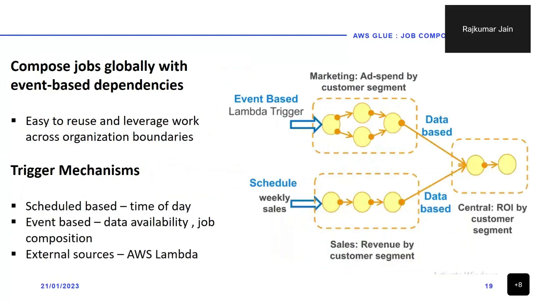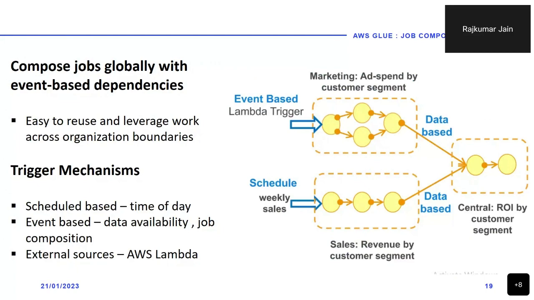Now another thing here: when you're configuring your job, it may be created in a particular region, but you can compose your job globally while it is created in that particular region only. So we can use these easy-to-use features and leverage the work across organization boundaries. This is what they are trying to say here.